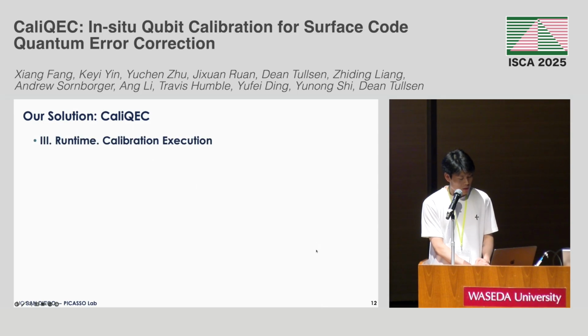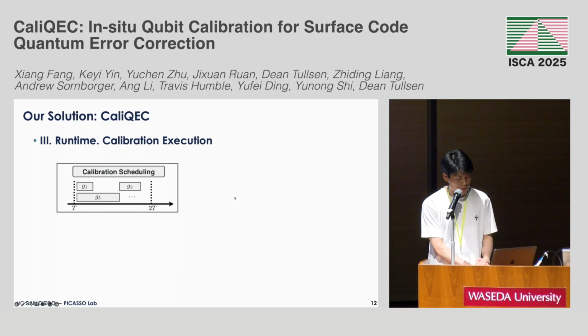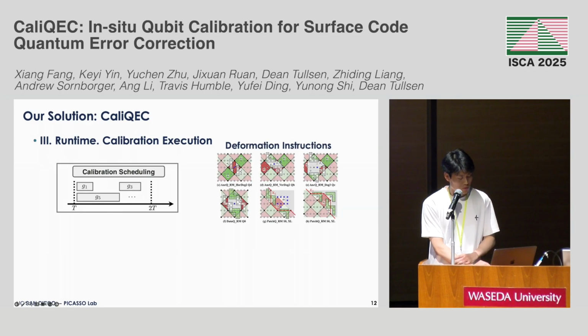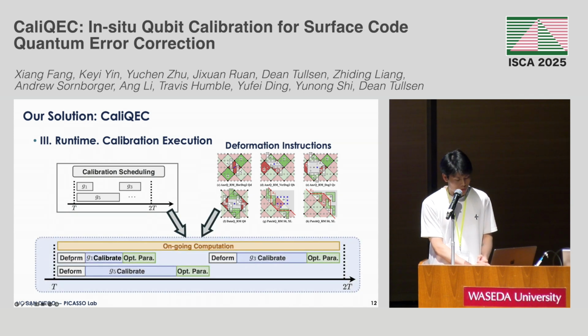And after that, during the runtime, based on this calibration workload scheduling, combined with the code deformation instructions that can isolate the qubits affected by the calibration without changing the logical information, we perform this deformation first, and then calibrate the qubits or the gates, obtain the optimal parameters and restore the low physical error rate. And importantly, this is concurrent with the ongoing computation.